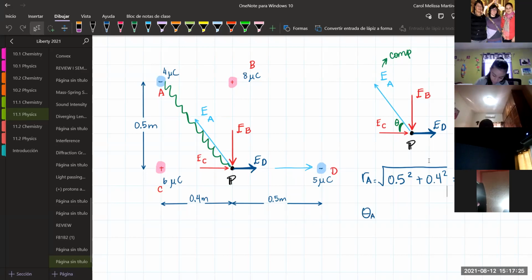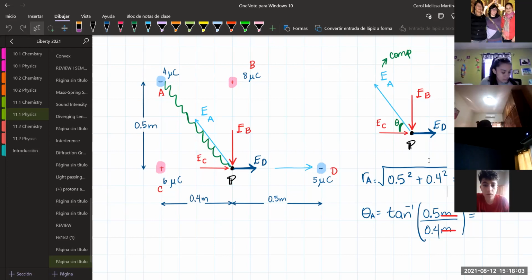So my angle for the electric field A is going to be equal to arctangent of, if my angle is here, okay, my opposite side is 0.5 and my adjacent is 0.4, okay? So my opposite, which is 0.5 meters, divided by 0.4 meters, and I get this angle. 51.34.